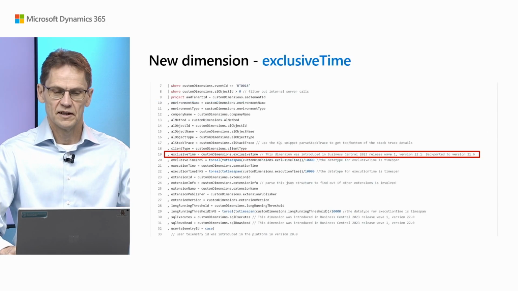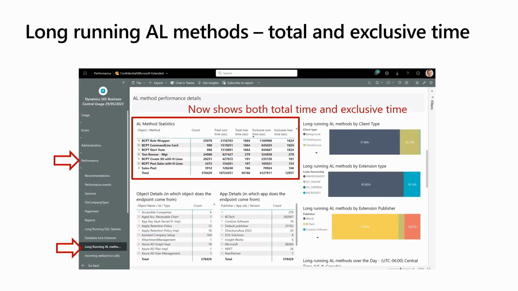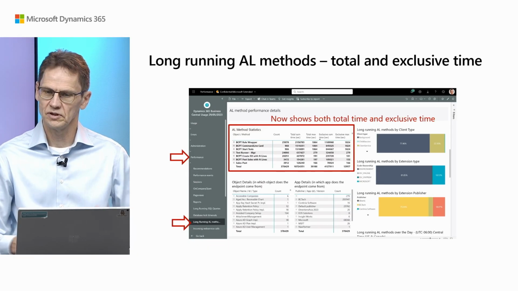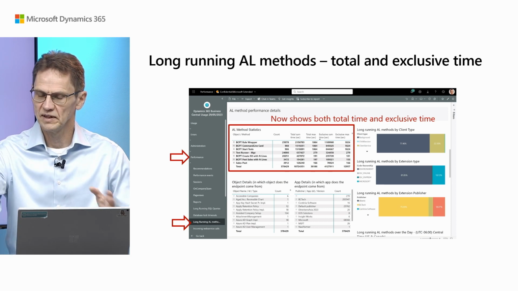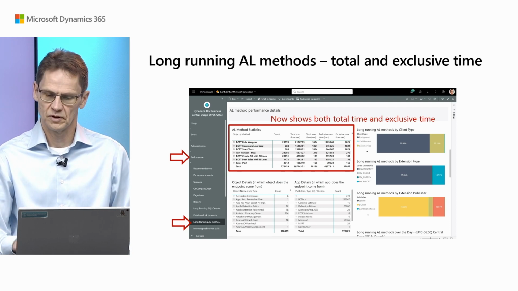This is done by calculating suspended time and then just taking that away from the total time, and that's what we call exclusive time. And there's both an exclusive time and an exclusive time in milliseconds if you do a little Kusto magic. This has also been added to the telemetry app so that it now shows both the total time and the exclusive time, because in the end the total time is still relevant because that is what the user actually spends to complete this action or this workflow that he is currently working on.